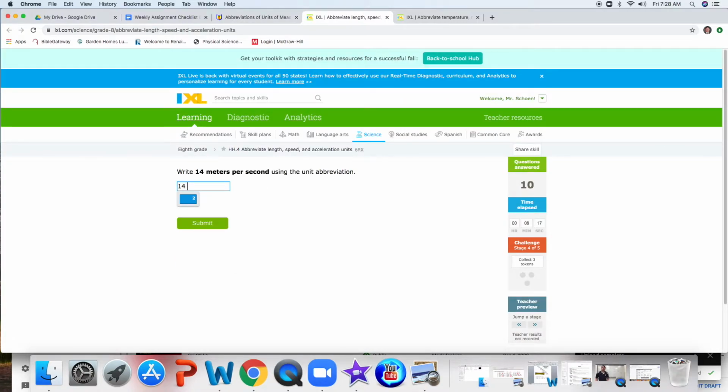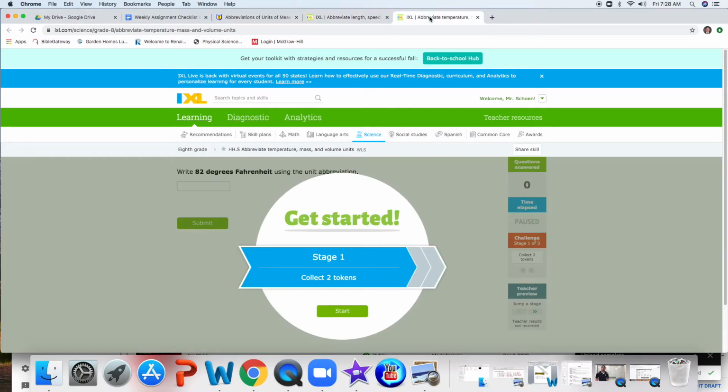14 meters per second. Learn from my mistake. Got it right. Kilometers per hour. 54 km per hour. Got it right. All right, learn from your mistakes. Make sure that you appropriately label length, speed, and then those acceleration units. Again, if you get one wrong, take a look at what it advises you to do to fix it and learn from it. The next one is HH.5.